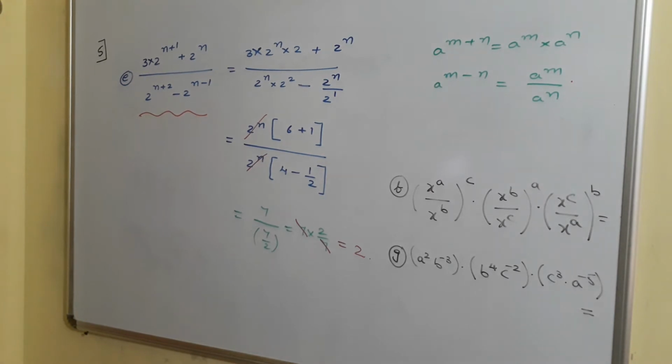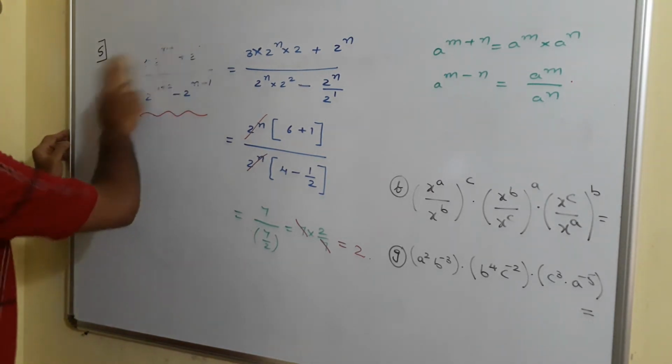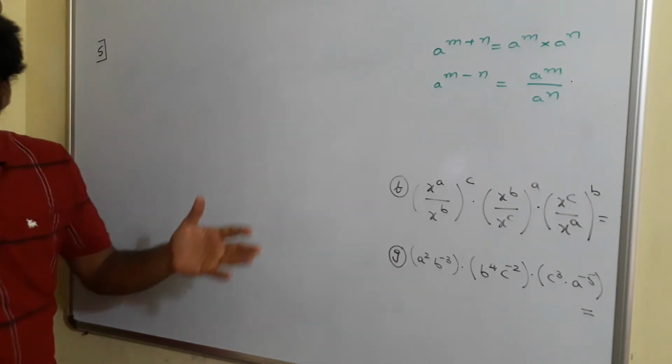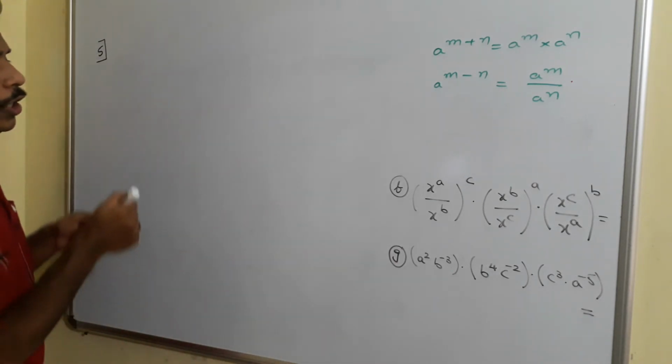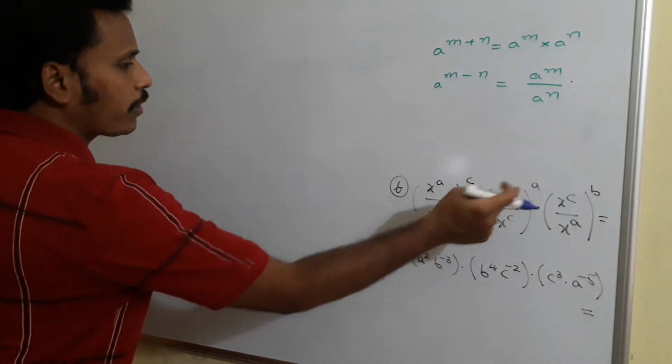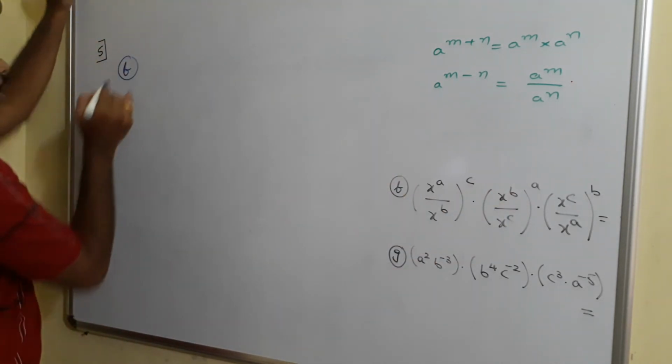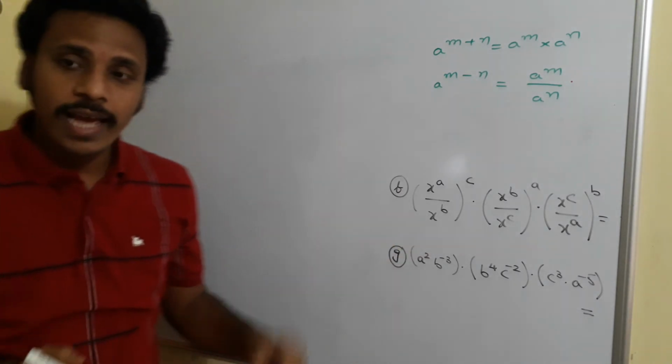So next problem is F. You just look there. What is that? X power a by x power b to the power c into x power b by x power c to the power a into x power c by x power a to the power b. You just have a look.